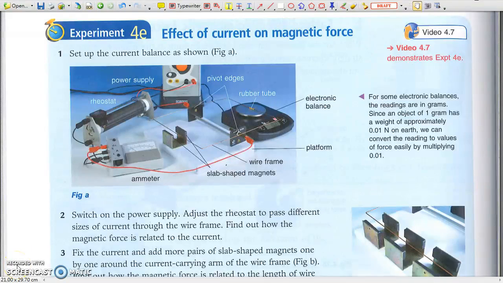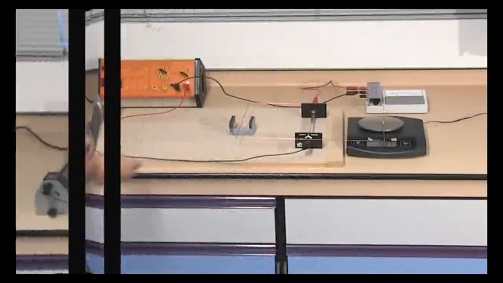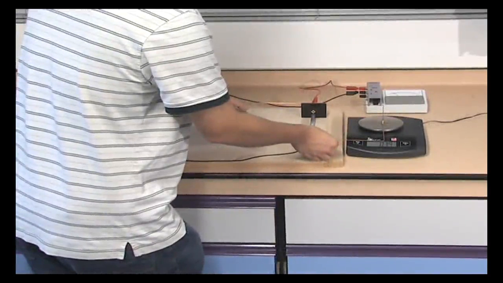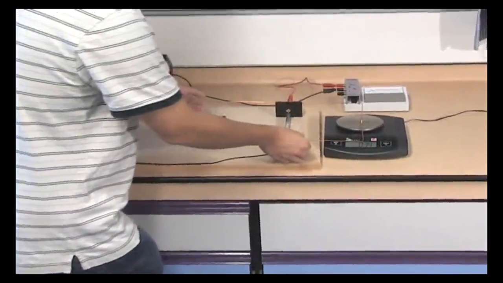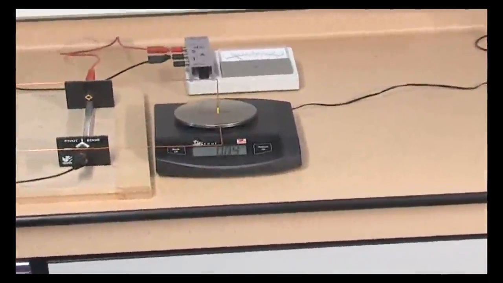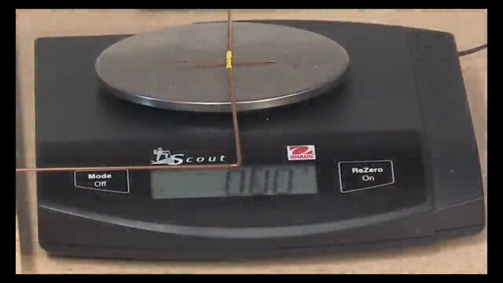Experiment 4E. Effect of current on magnetic force. We will find out how the magnetic force on a current-carrying conductor is affected by the current and the length of current inside the magnetic field. Set up a current balance. Adjust the position of the wire until it is balanced. Set the reading of the electronic balance to 0.